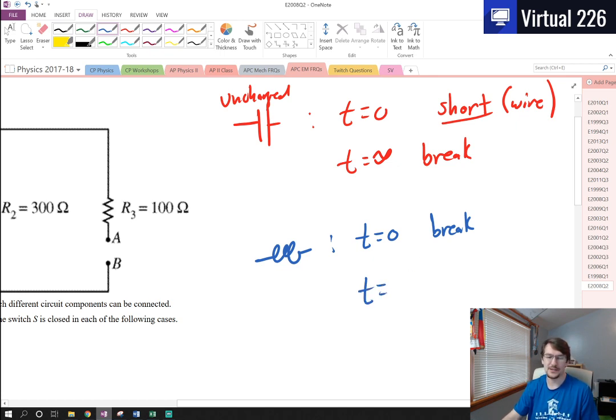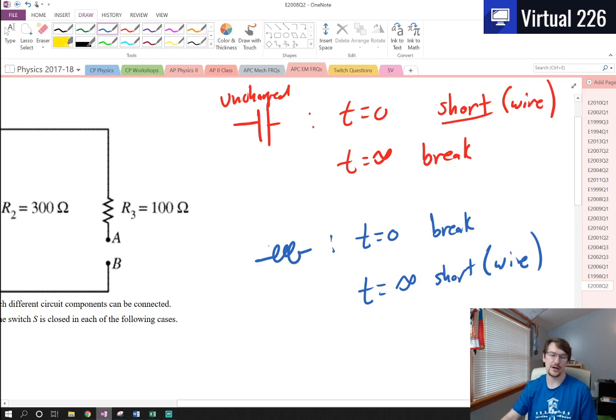At time equals infinity, a very long time later, we're at a steady state in the system. And when that happens, the current is no longer changing. And this is all for DC currents, by the way. The current's no longer changing in that inductor, so it's just going to act as a short, or what we can just think of as a wire. So the capacitor and the inductor can be thought of kind of backwards.